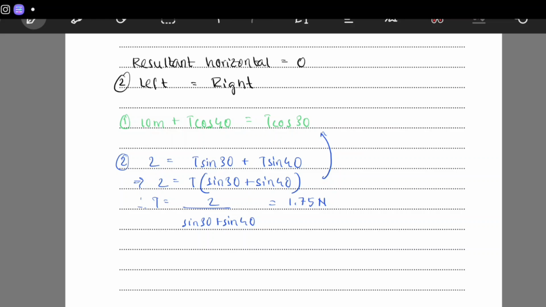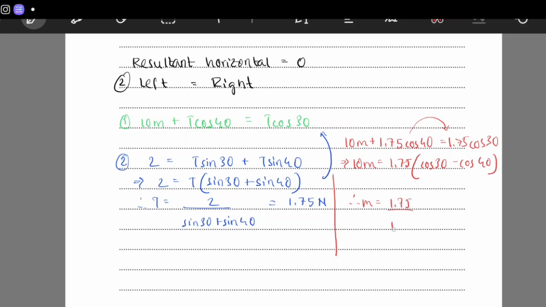So using that idea, I just input the value. So 10m plus 1.75 cos 40 equals 1.75 cos 30. So 10m equals, taking this to the right, 1.75, and taking 1.75 common, cos 30 minus cos 40. Now just to solve for m, therefore m is equal to 1.75 by 10 times cos 30 minus cos 40, equals 1.75 cos 30 minus cos 40 divided by 10.